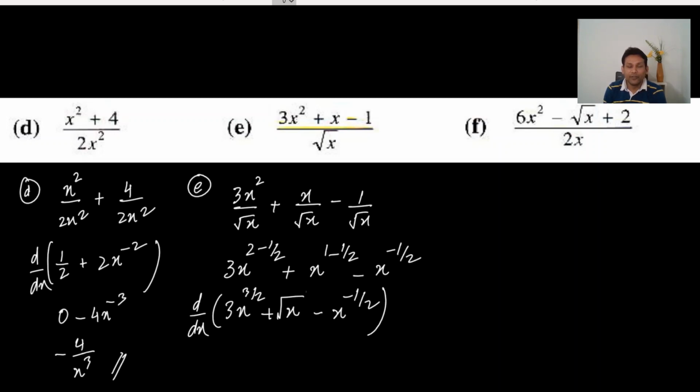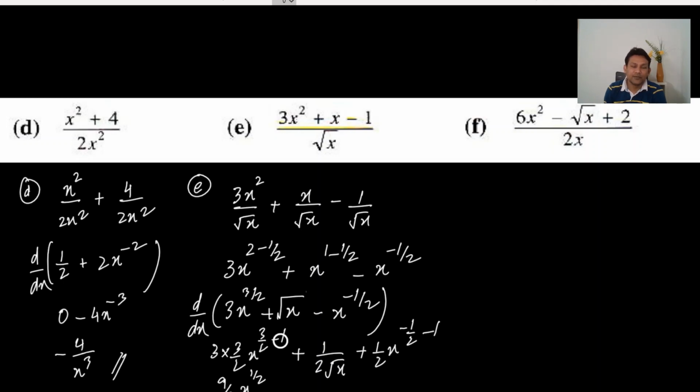3 power 3 upon 2. When we multiply, 3 into 3 upon 2, x power 3 upon 2 minus 1. Then this differentiation is fixed: 1 upon 2 under root x. We don't need to do the whole long calculation. This 1 upon 2 is plus 1 upon 2, and x power minus 1 upon 2 and minus 1. Now do the simple calculation. This is coming 9 upon 2, x power is 1 upon 2, since 3 upon 2 minus 1 is 1 upon 2.